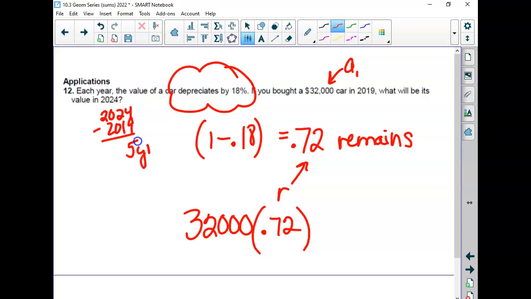That's 5 years. Okay, you bought it new. By the end of 2019, depending on when you bought it, when it turned over to 2020, that would be the first year it depreciated. 21, 22, 23, 24. So it really did depreciate 5 times. So I think we're supposed to go with a 5 here, not a 5 minus 1.